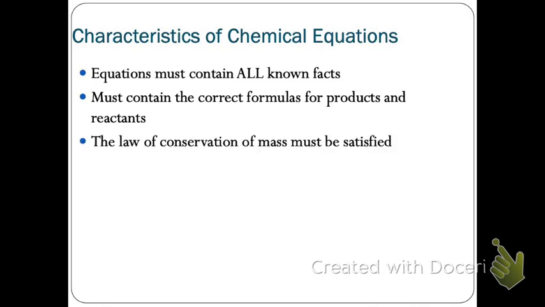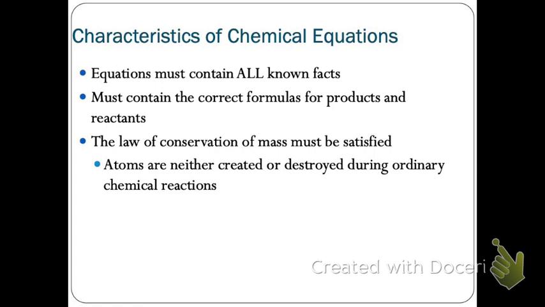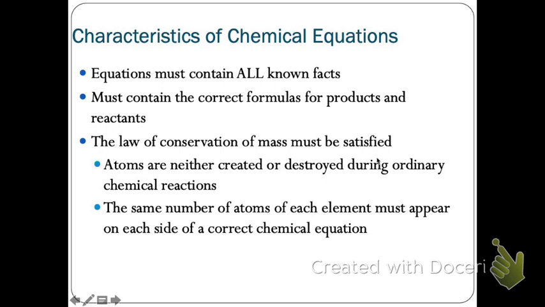Okay? The law of conservation of mass must be satisfied. That's the most fundamental part of balancing chemical reactions, is that we are satisfying the law of conservation of mass. Can anyone tell me, what does the law of conservation of mass say? Mass is neither created or destroyed, okay? Atoms are neither created or destroyed during chemical reactions. So all that means for us is that the same number of atoms of each element must appear on each side of a balanced equation. Okay, the same number of atoms of each element have to appear on both sides.